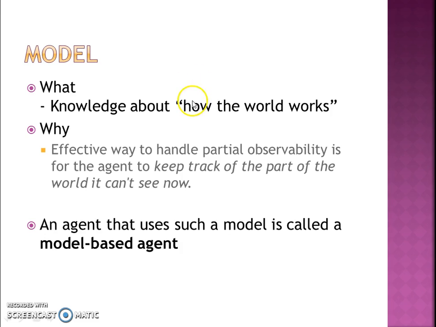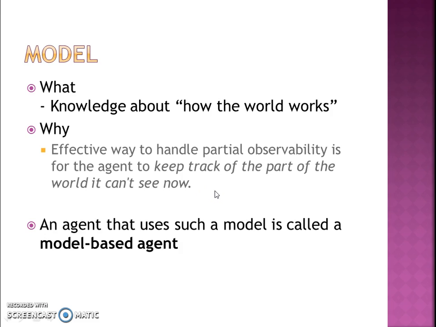Now, what is the model first of all? The model is how the world works. We human beings work in different domains, for example, at home, in office, on roads, in theaters, and how we work in the world is the knowledge about how the world works. So to design any intelligent agent architecture, one should define how the world evolves or how the world changes. Why do we need this?